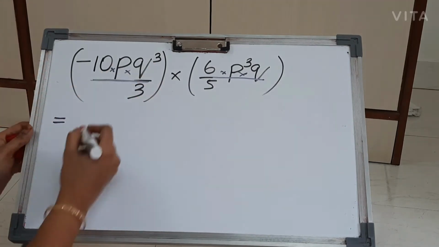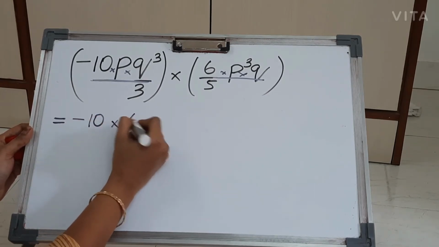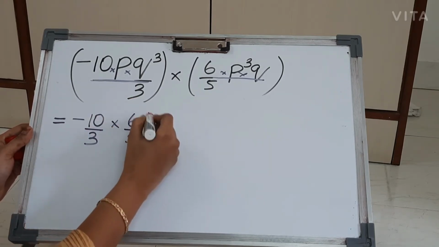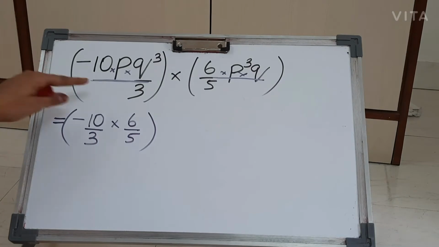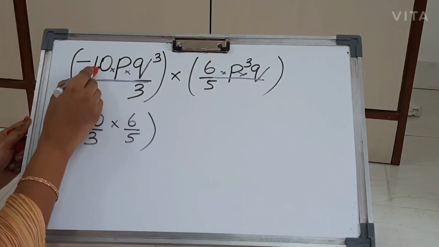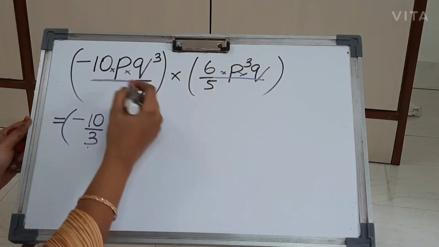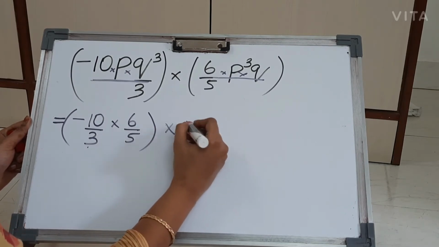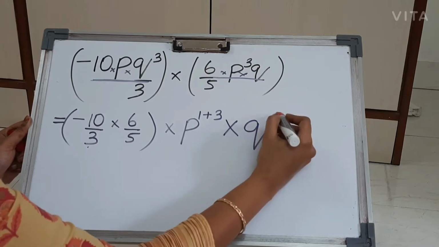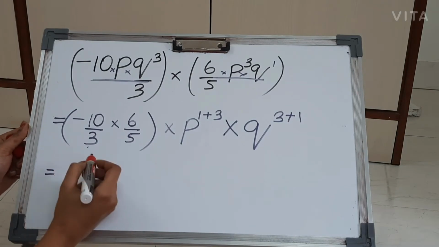and the numbers. So we will take separated minus 10 into divided by 3 into 6 by 5. So this is the number we separated. Now we will take these variables. P is common for both. Now once we have taken here 10 to the power 3 means this is done, and here 6 by 5. So multiply with P 1 plus 3, multiply with Q 3. Here what is it? 1. So plus 1.